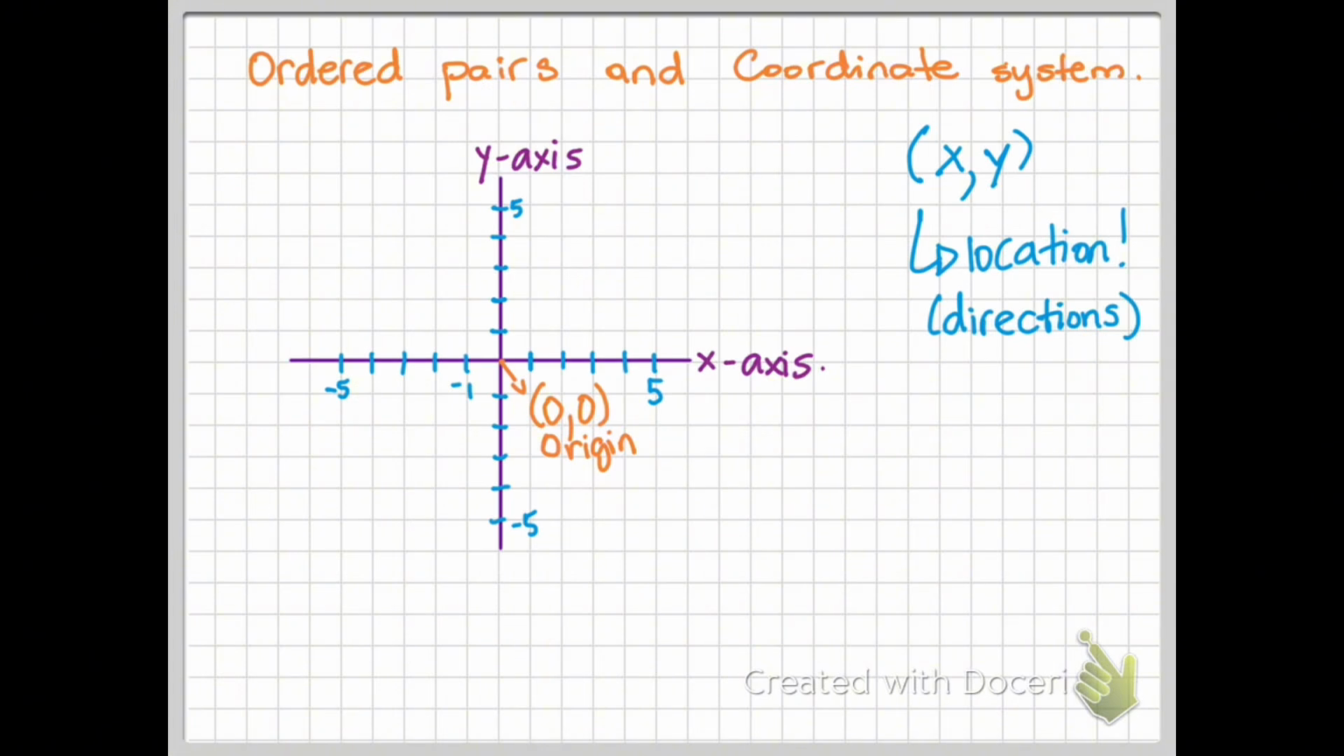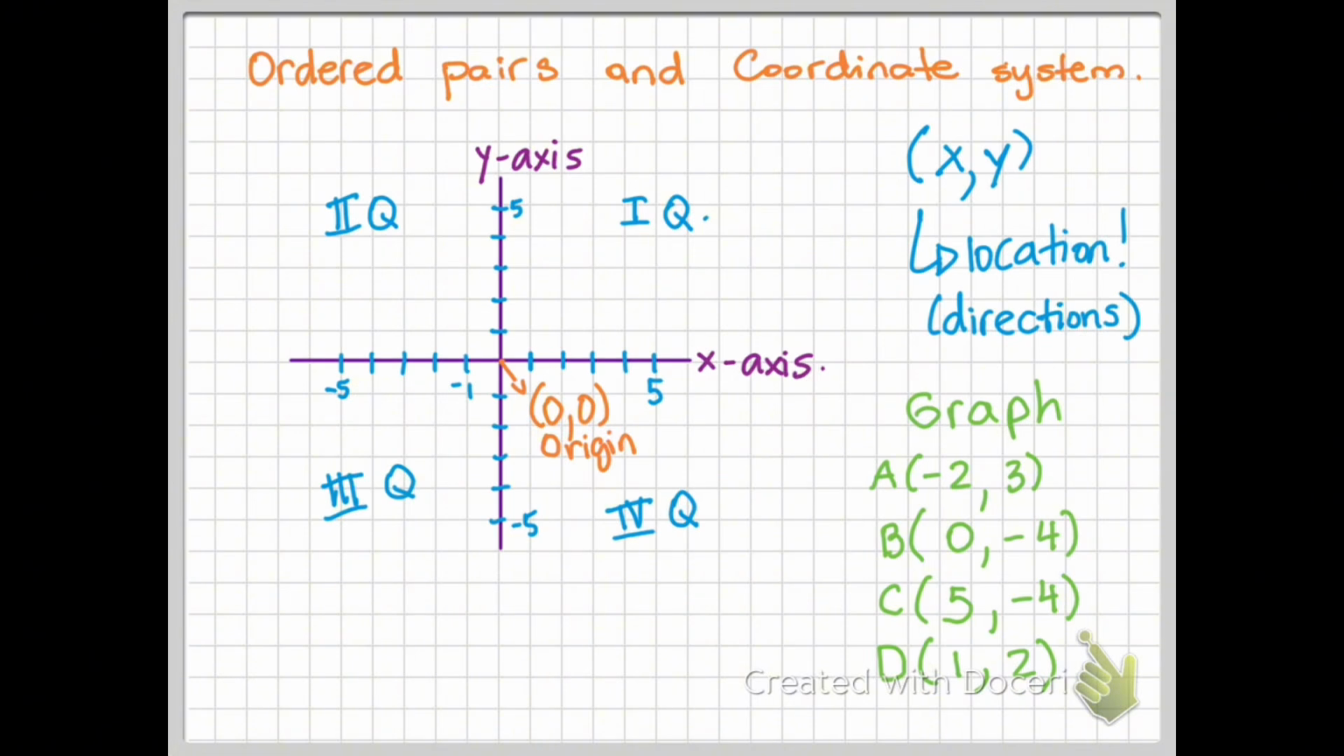In the first quadrant, the points are going to have both coordinates positive. So x is going to be positive and y is going to be positive. In the second quadrant, which is here, x is going to be negative and y is going to be positive. In the third quadrant, we're going to have both negatives. And in the fourth quadrant, we're going to have x positive and y negative.